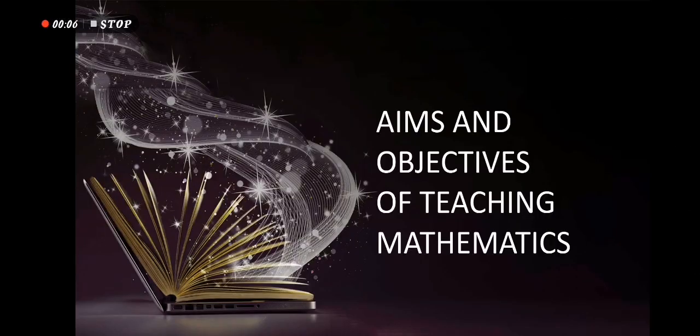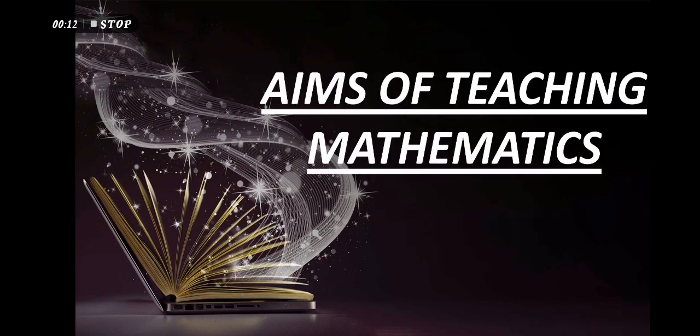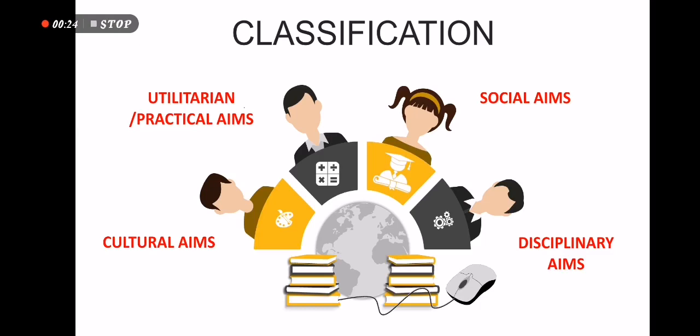Today, I am going to present about the topic Aims and Objectives of Teaching Mathematics. First, aims of teaching mathematics. The aims of teaching mathematics are intimately related to the broad aims of education or goals of education. So, aims of teaching mathematics can be classified into four. They are utilitarian or practical aims, cultural aims, social aims, then disciplinary aims.